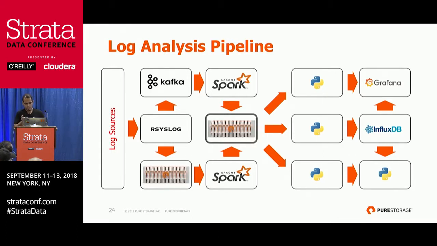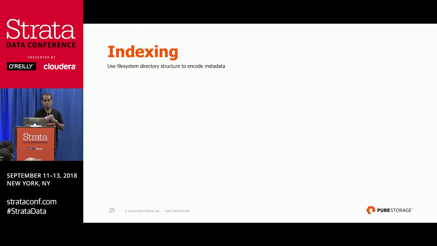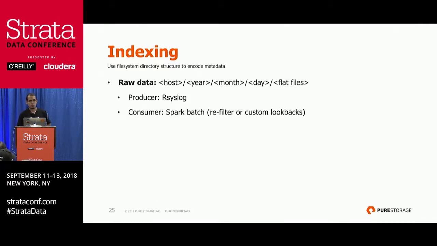And the part that I'm going to focus on next is the FlashArray, right? Because this is kind of interesting and weird, because we do indexing, which is essentially a database operation, on a file system. So how do we do that? We use the file system directory structure to encode metadata. If you think about it, a file system is sort of like tagging of metadata into the files. So the raw data, which is being produced by our syslog, is stored in this format: host, year, month, day, and the flat files. The flat files will encode the name of the software process and the hour that it was generated.